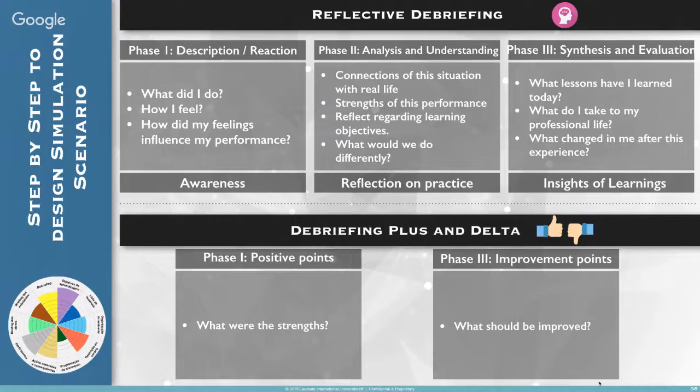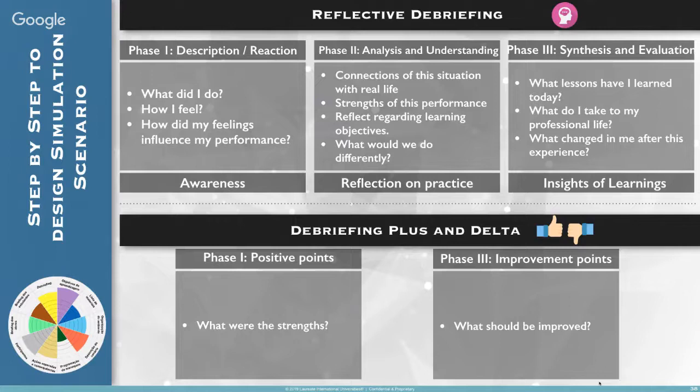You can start asking, do you think this is a common situation in real life for this professional? Because in this phase, we need to start making connections with real life, okay? Then you can ask which were the strengths of the professional performance in this scenario. Then you should be more specific in your questions, connecting to the learning objectives. For example, can you describe the protocol used in situations like this, or other similar questions?